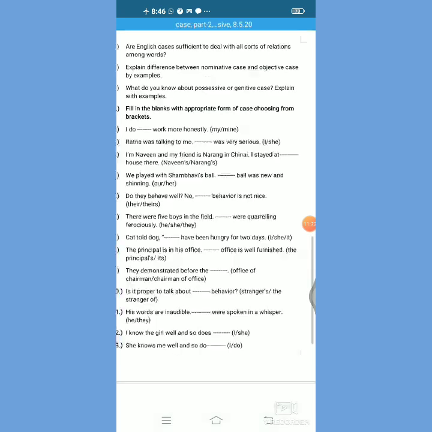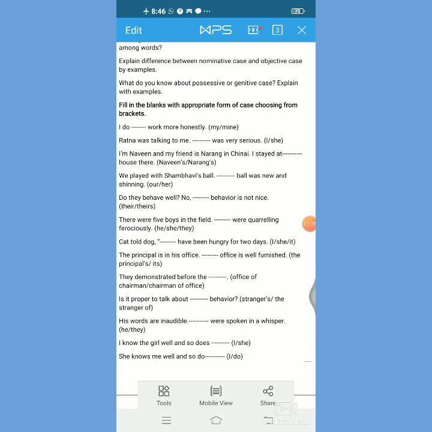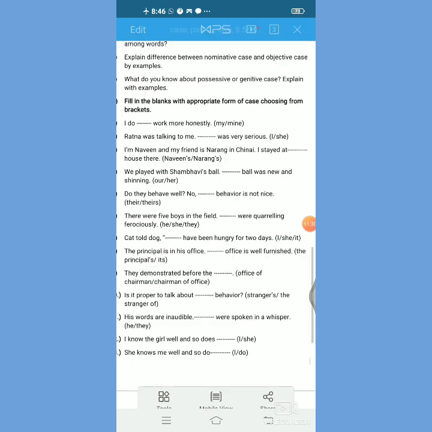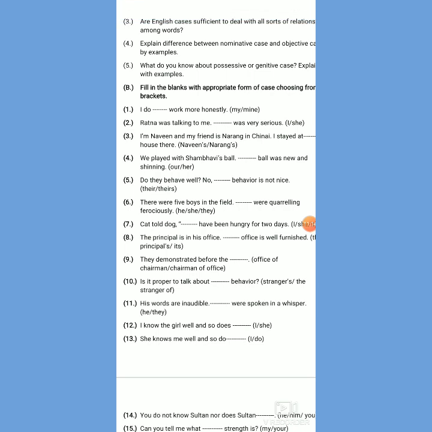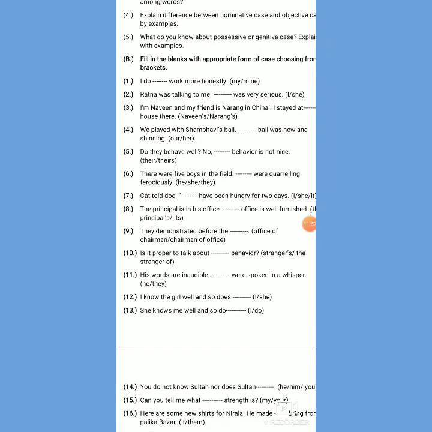Now we can talk about: Ratna was talking to me, and then she was very serious. It is about Ratna that we are talking in the next sentence. So we can use she in the nominative case, because here I is the object. The next sentence is for the subject that we have already used, Ratna. So for Ratna we can choose the feminine gender pronoun, that is she.